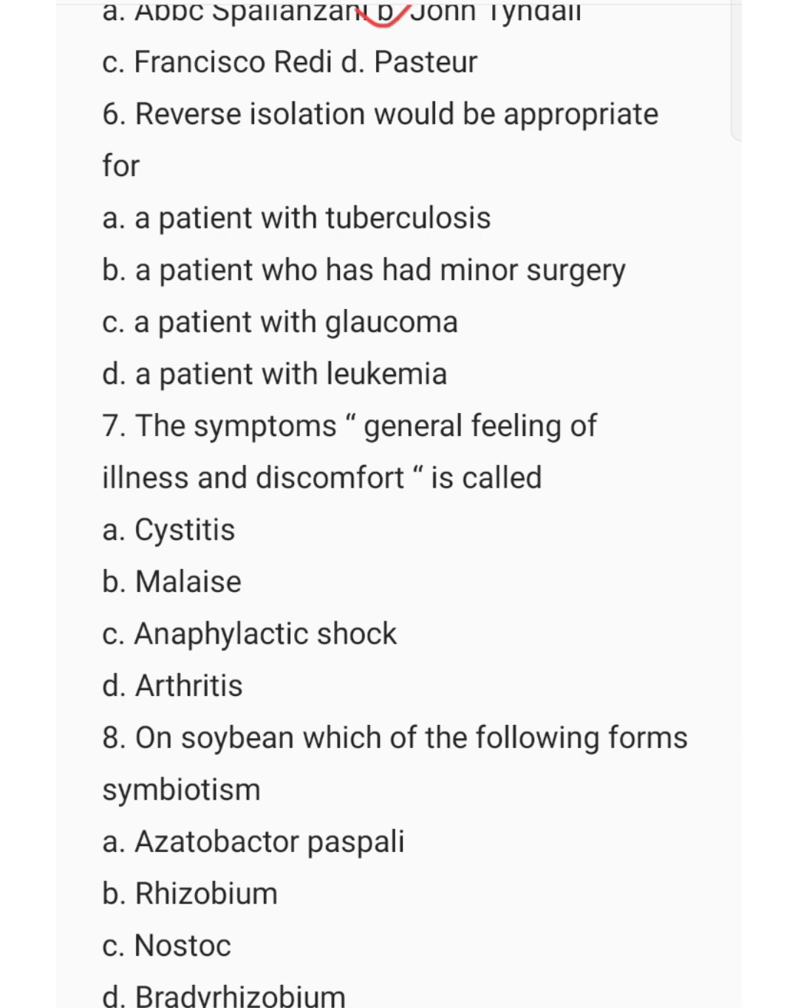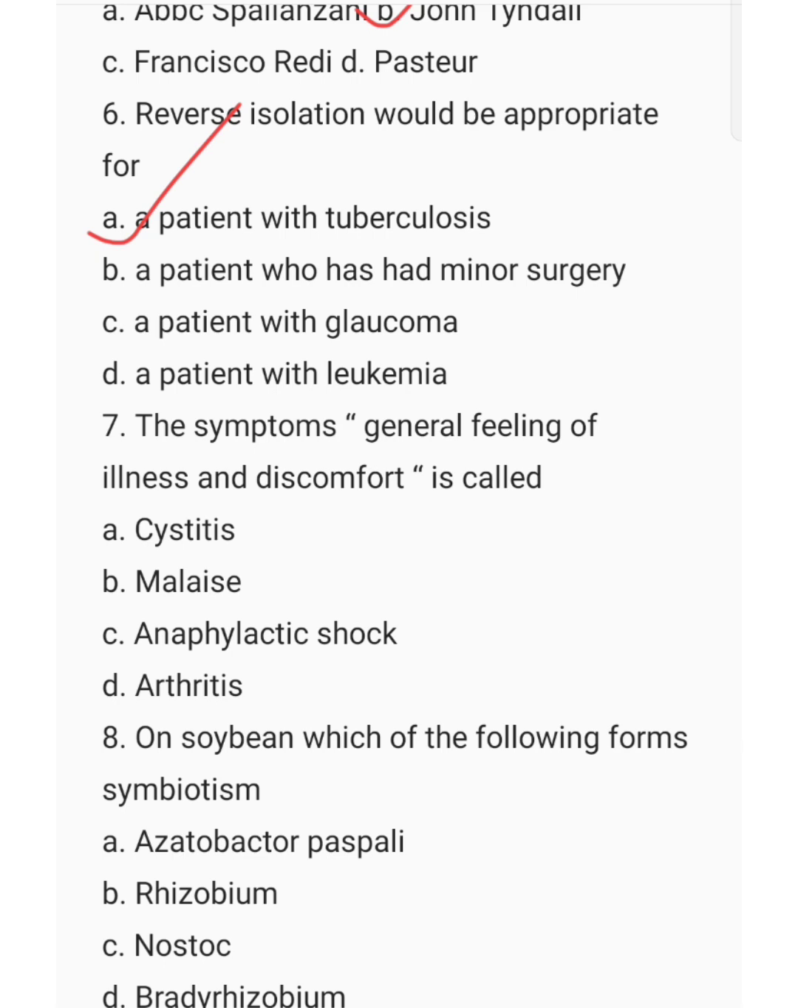Reverse isolation would be appropriate for option A, patient with tuberculosis, option B, patient who had minor surgery, option C, a patient with glaucoma, option D, a patient with leukemia. The right answer is a patient with tuberculosis. So, reverse isolation is carried out in the case of tuberculosis, TB.